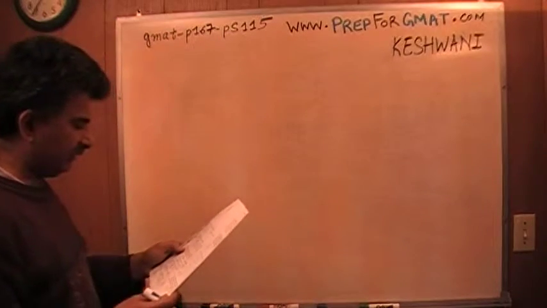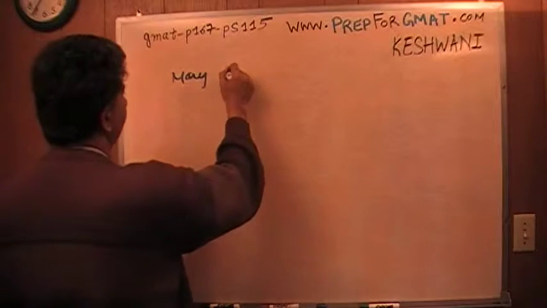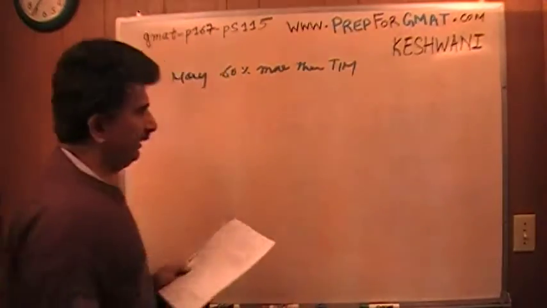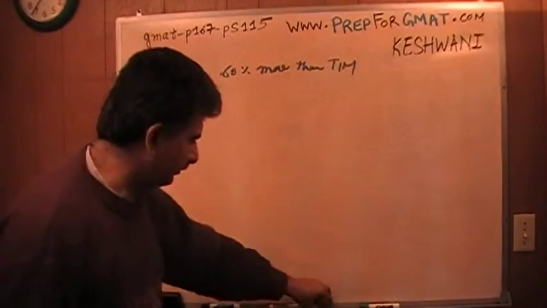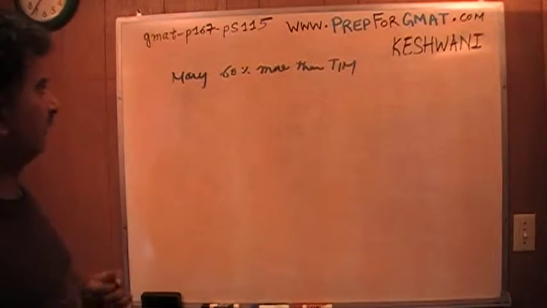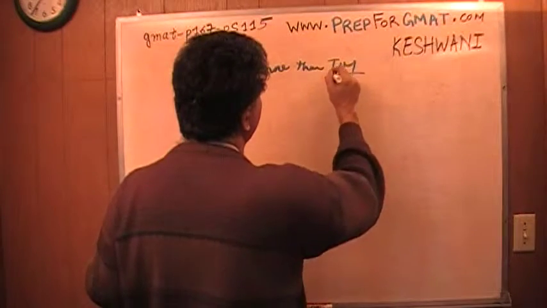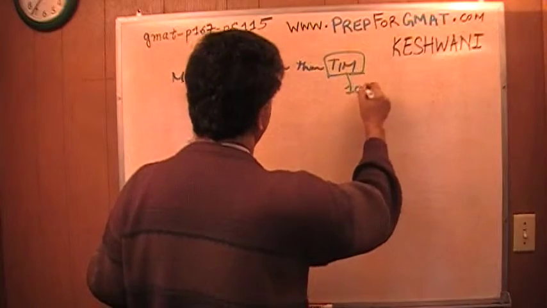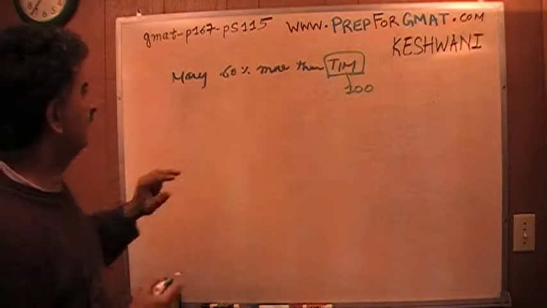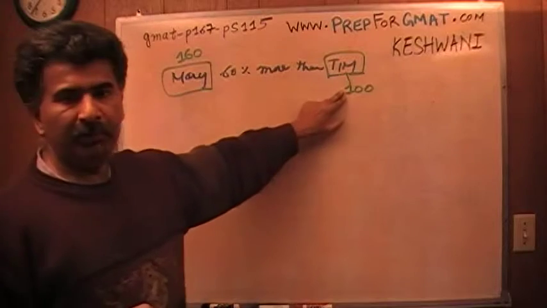It says Mary's income is 60% more than Tim's. So this is what I'm going to write: Mary is 60% more than Tim. The very next thing I'm going to do, and I'm not going to change the colors obviously during the exam, is put a number here. I'm going to give this guy a number. Let's make Tim 100. If that were the case, since I'm told that Mary is 60% more than Tim, Mary has to be 160.